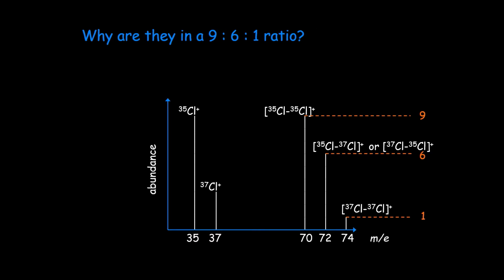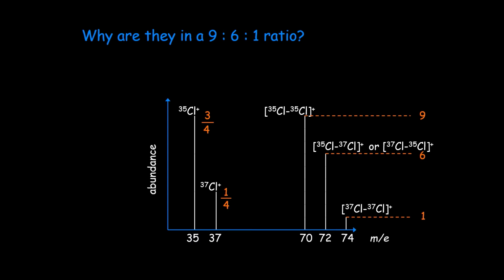Now why 9 to 6 to 1? Well, this is all to do with probability. And we know that chlorine 35 is 3 times more abundant than chlorine 37. Now as a fraction, that's going to be 3/4 to 1/4.